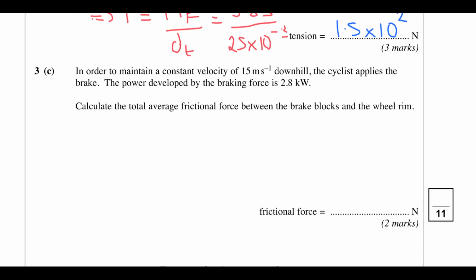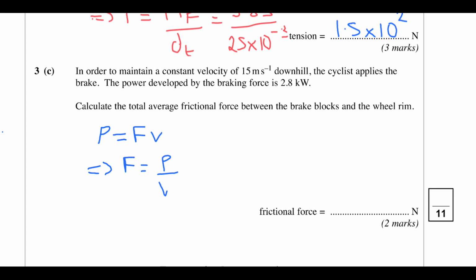In order to maintain a constant velocity of 15 meters per second downhill, the cyclist applies the brake. The power developed by the braking force is 2.8 kilowatts. Calculate the total frictional force between the brake blocks and the wheel rim. So what you should know is you have this equation. Power is F V. So we've got the power developed by the braking force, we've got the speed, so we can calculate what the force of the brake force is.